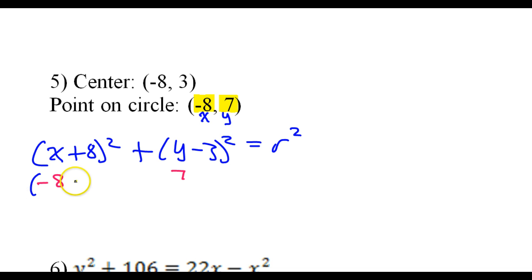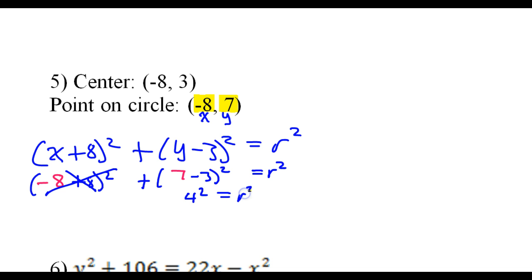So that's going to be -8 plus 8 squared and then 7 minus 3 squared is equal to the radius squared. But this is just 0, so that's basically gone. So I'm just going to 7 minus 3, so that's 4 squared. So that is 16.